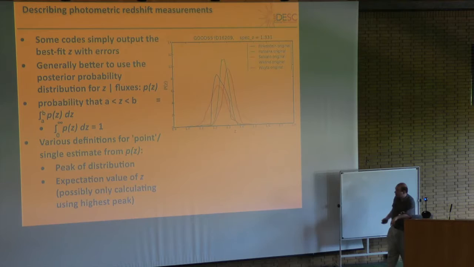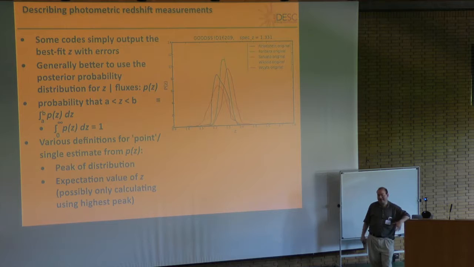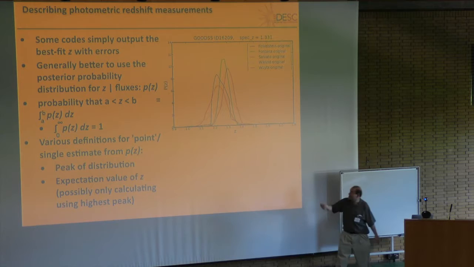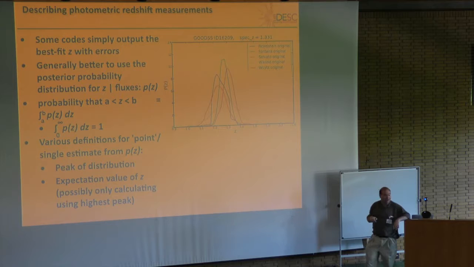Okay. So for codes that provide an estimate of the redshift, if you go and look at data from someone providing photo-zs, they'll often provide a redshift, right? So they'll provide some number that's supposed to be the redshift of the object, and some uncertainty on that. There are a variety of definitions for that. One definition would be just the peak of this probability distribution. Another would be the expectation value of the redshift, so basically the integral of z times p of z over the integral of p of z, which is 1. Those will give you somewhat different values.